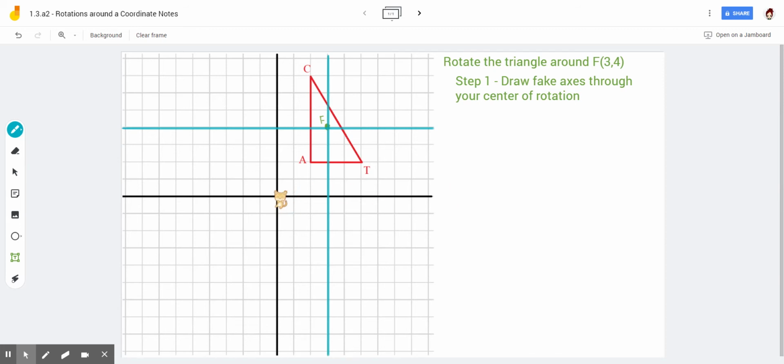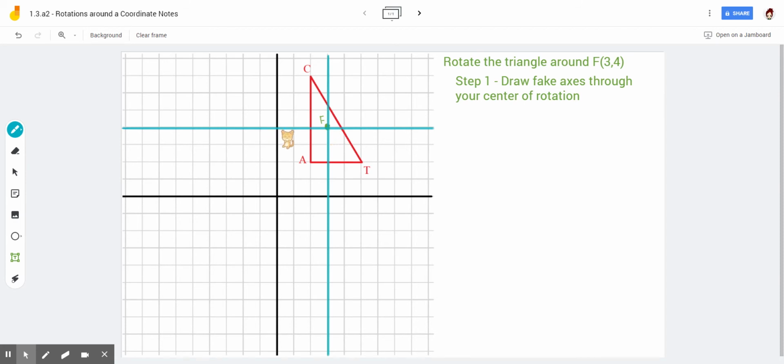This is the real origin. This is where our real coordinates need to come from. But what we're going to do is actually make fake coordinates. So our fake A coordinate is going to be counted from point F.